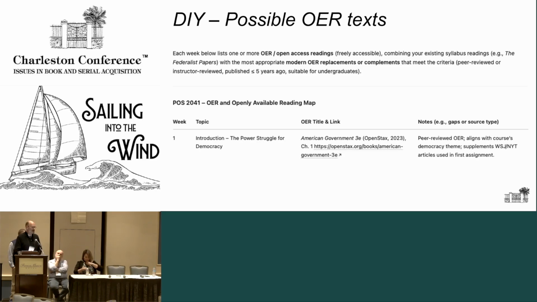We told ChatGPT that we're hoping our faculty are already using some OER, so keep those. Don't replace OERs with other OERs. So in this case, there's an OpenStax American Government 3E class there. It's peer-reviewed. It aligns with the course's democracy theme, and it supplements the Wall Street Journal and the New York Times that are used in the first assignment. This is all from ChatGPT's analysis of the syllabus. It also kept the Federalist Papers that the faculty member had chosen to include as well.